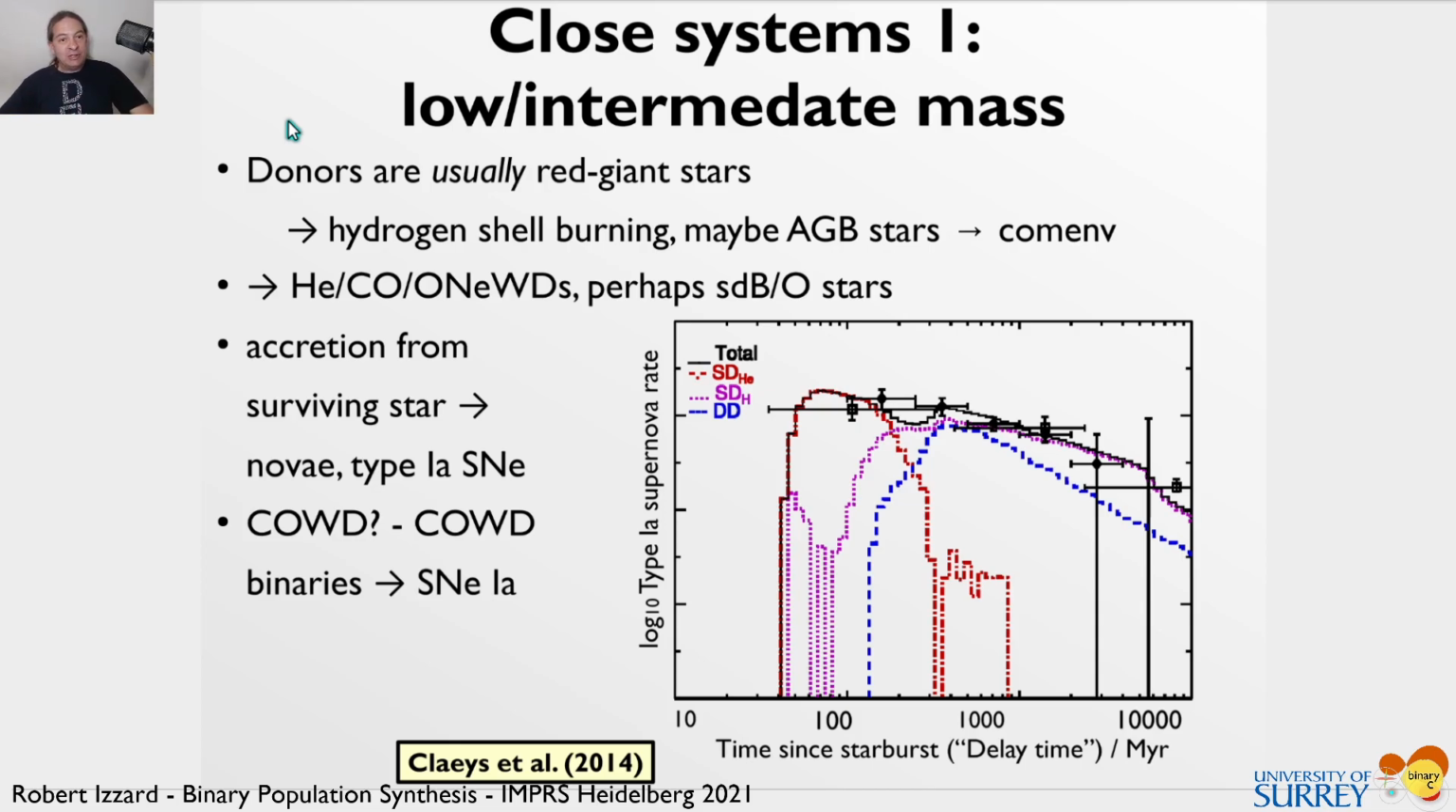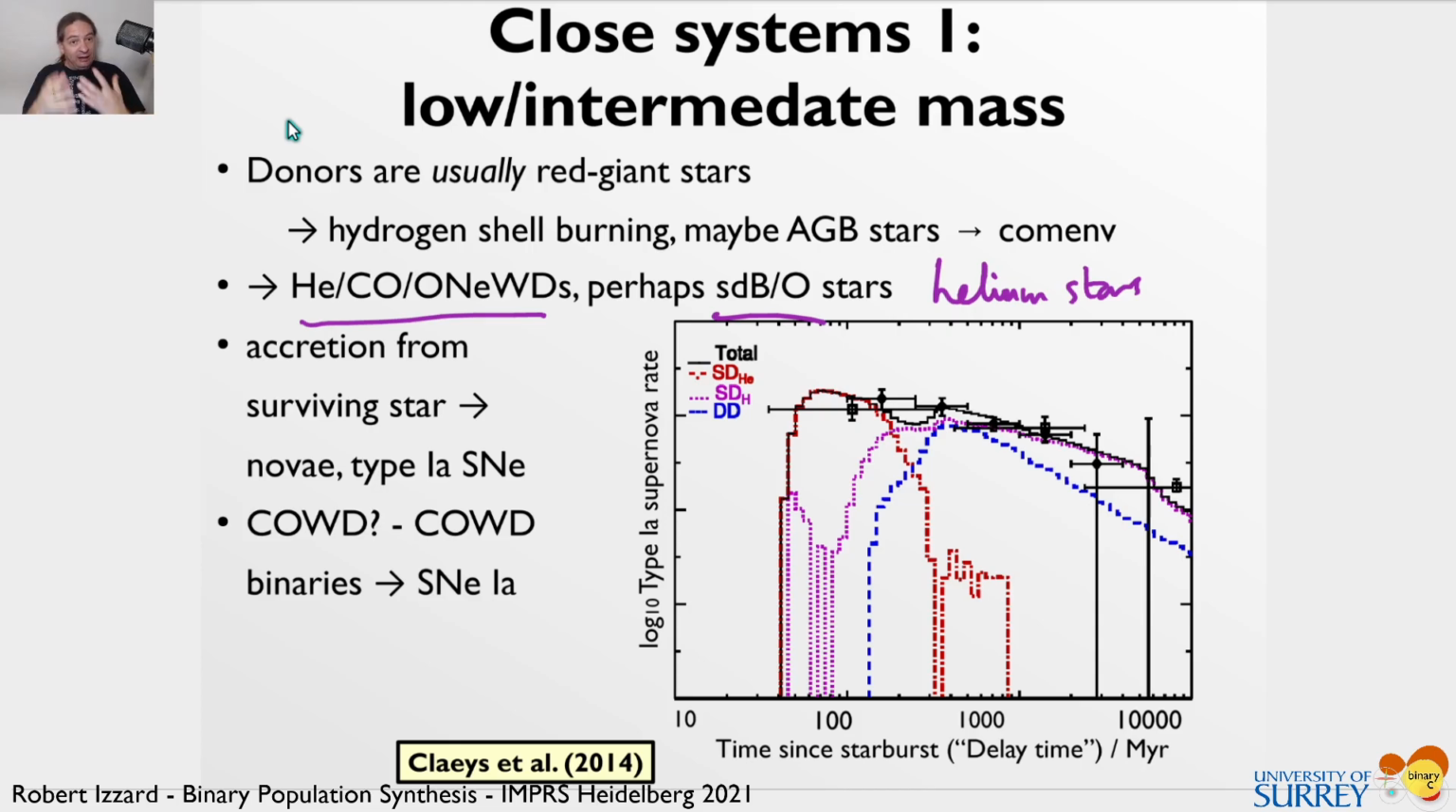Now, what did we get in these closed systems once they've actually gone through this common envelope mess? What happens to them? Well, the donors are usually red giants, so they're hydrogen shell burning red giant stars, or maybe AGB stars, or maybe red supergiant stars. But they're still hydrogen shell burning, and so what's underneath there is what's left if they don't merge. So there'll be helium white dwarfs, carbon oxygen white dwarfs, oxygen neon white dwarfs, depending on the mass, and maybe an sdB star or an sdO star. These are helium stars. And if you strip the star at just the right moment on the red giant branch, you can turn a star into one of these.